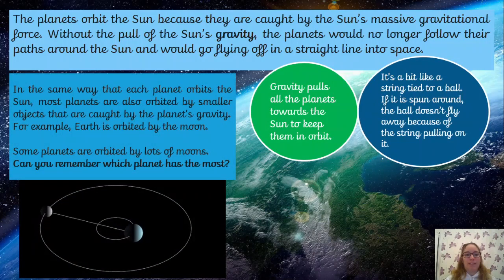It's the same way that each planet orbits the sun. Most planets are orbited by objects such as the moon. So the Earth is orbited by the moon. This image here is what I was explaining about, like a swing ball. It's exactly the same for the Earth and the moon.